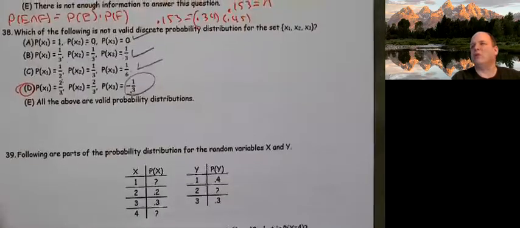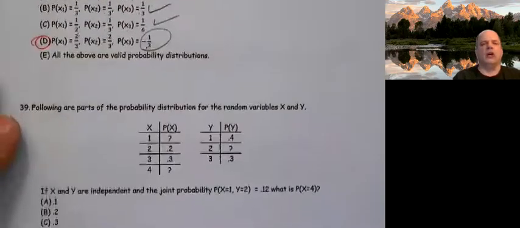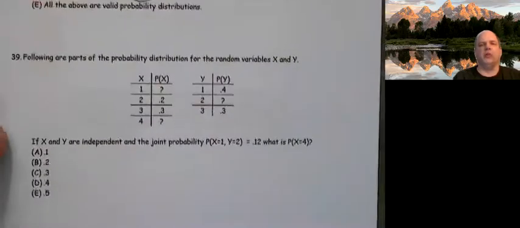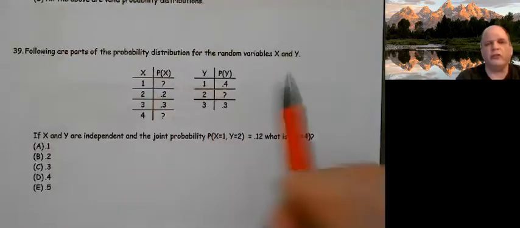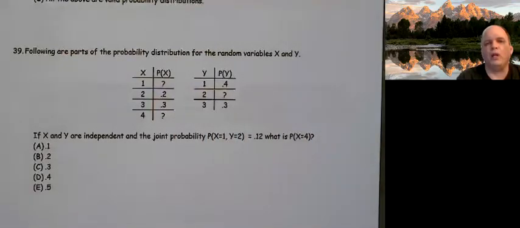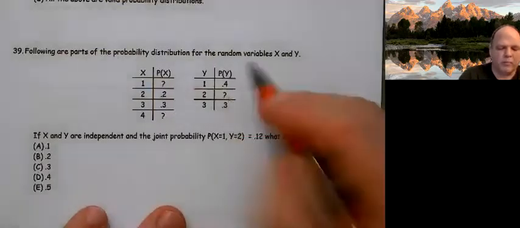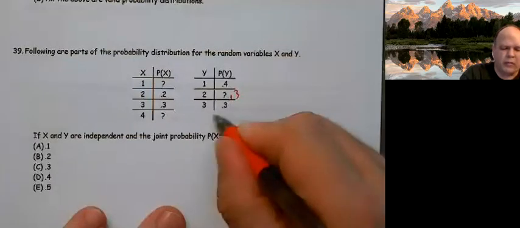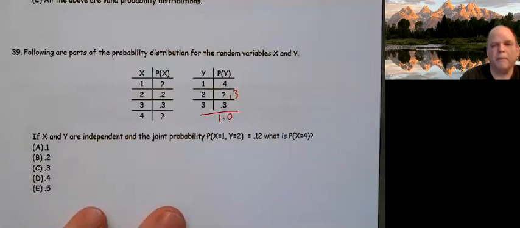You know what? I'm going to pause just a second. Looking at 39. So this is a difficult one just because of the way the symbols are set up. The following are parts of the probability distribution. So they're telling me these are probability distributions, and since they are, they have to be between 0 and 1 and sum to 1. Well, real quickly, I know that this one has to be 0.3 because all of these have to sum to one whole. So this is going to be 0.3.